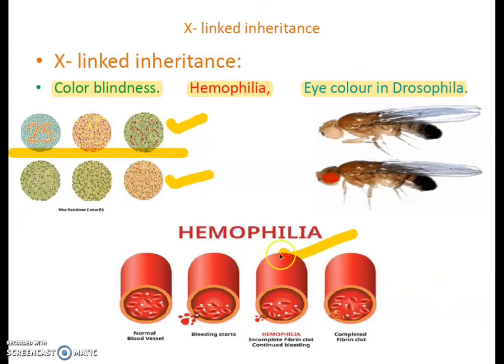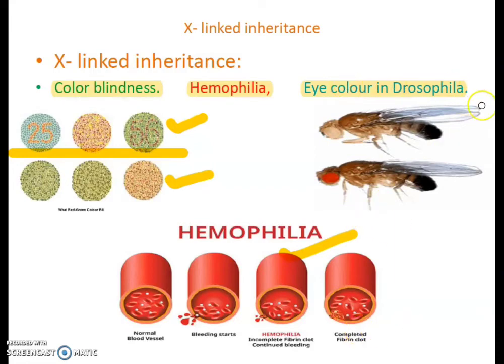This hemophilic gene, which is responsible for blood clotting, is only present on the X chromosome. It is expressed in the homozygous condition in females, while in males it is expressed in the hemizygous condition.